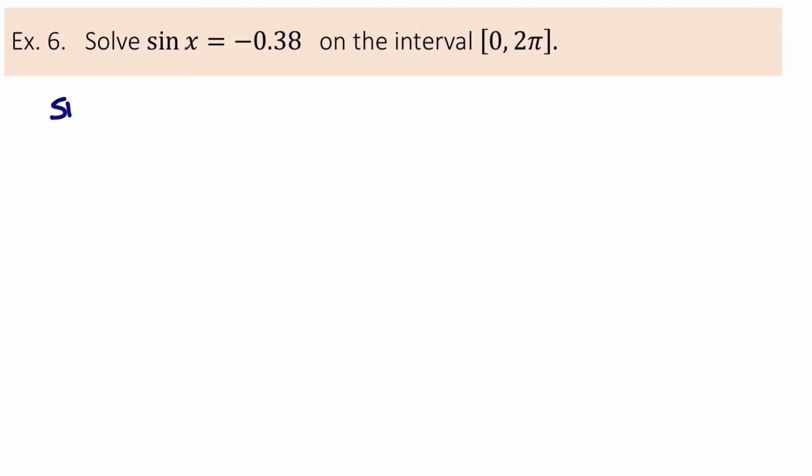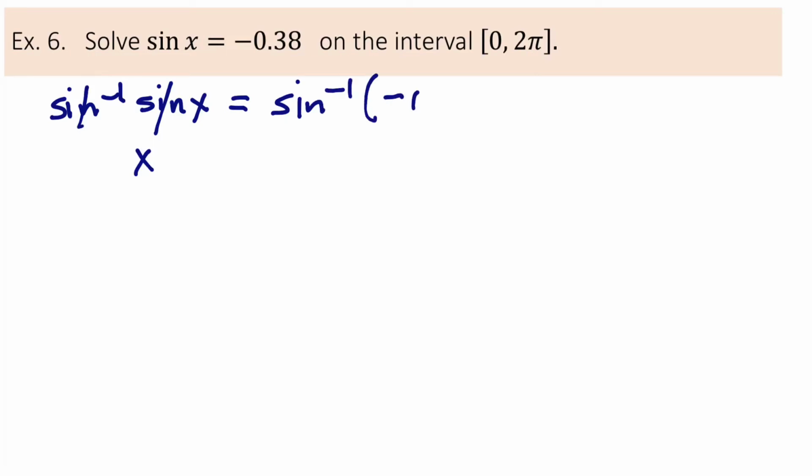This is something that we were doing without writing it down before. When you take the inverse sine of the sine of x, that undoes the sine and just gives you x. So that's your angle x, that's the left side. Now the inverse sine of negative 0.38, and we have to type that into the calculator.